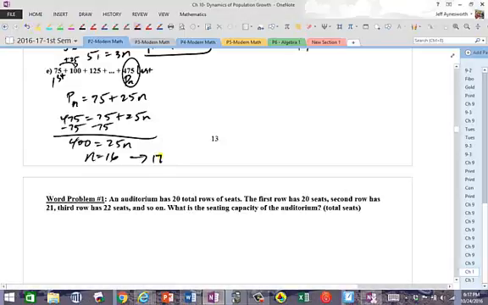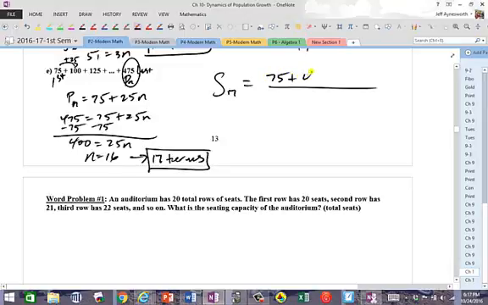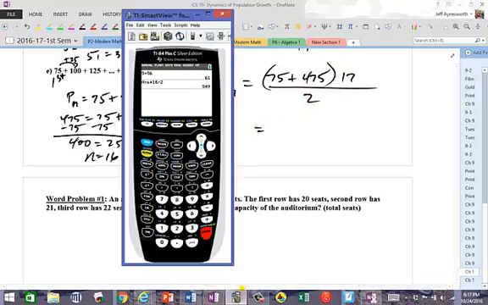There we go. All right, so 17 terms. There's your magic number. So S sub 17 is equal to first plus last times 17 divided by 2. All right, we're almost done. So 75 plus 475 times 17 divided by 2 is 4,675.